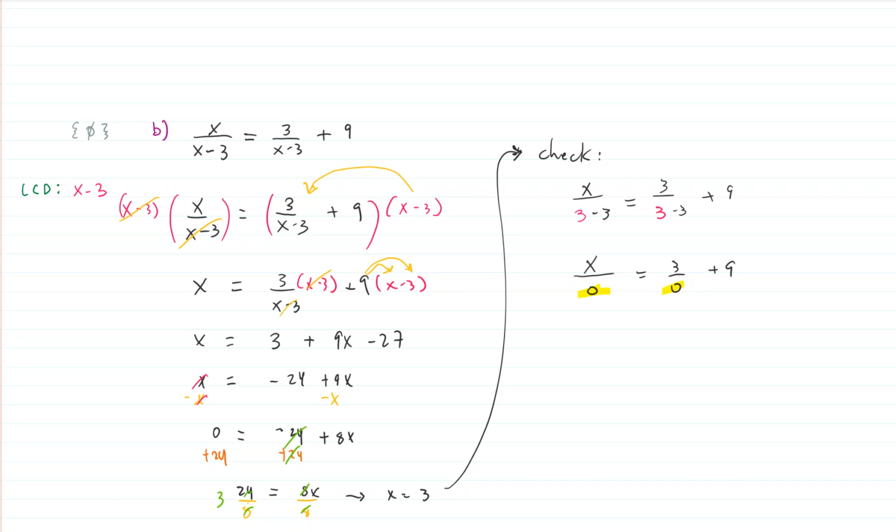So we can't use 3, even though that was our answer. That was an extraneous answer. Our answer is the empty set. There is no answer, no solution to this problem.